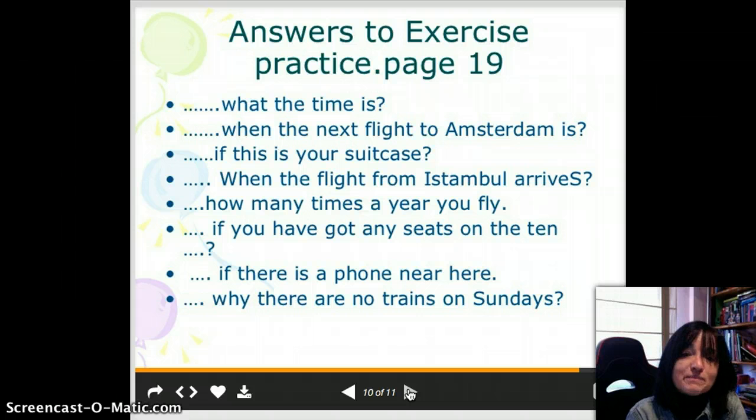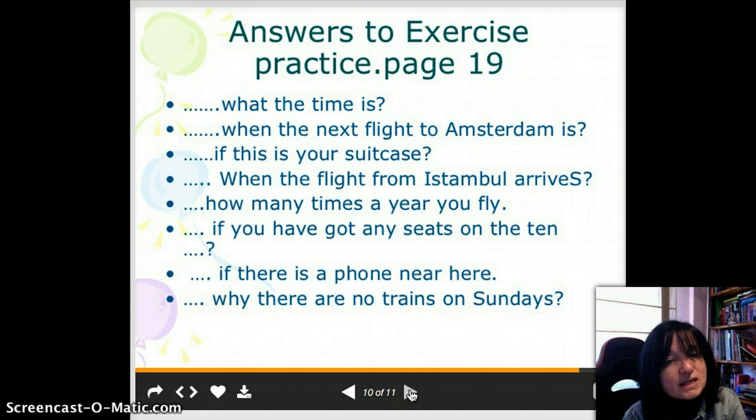And now you have some practical exercises for you to try at home, so you can do it carefully, using several introductory phrases. Could you tell me what the time is?